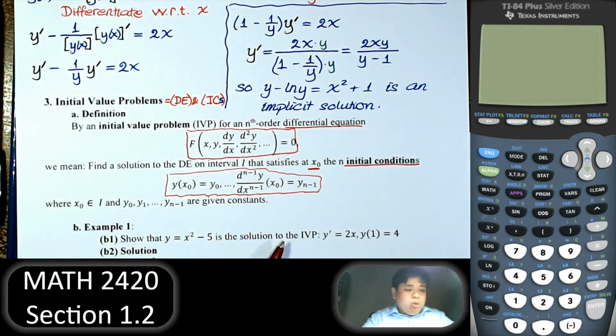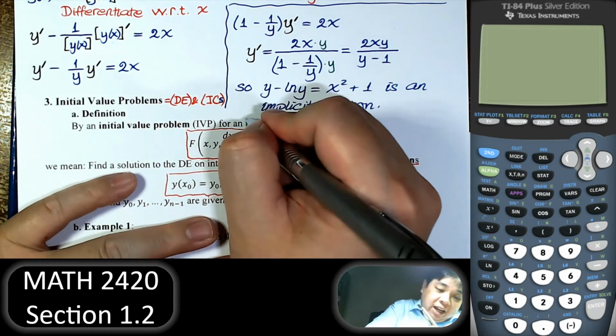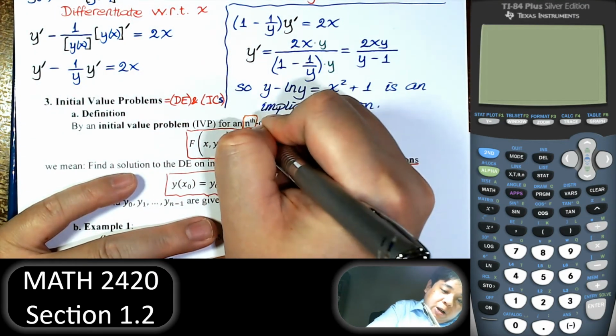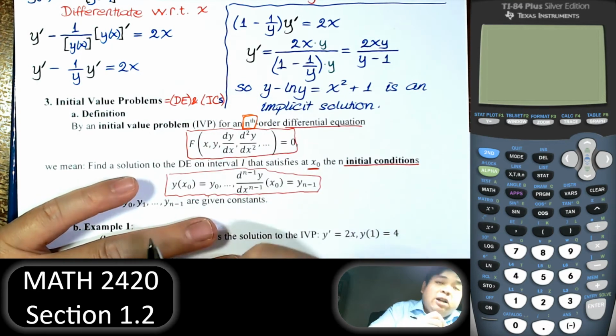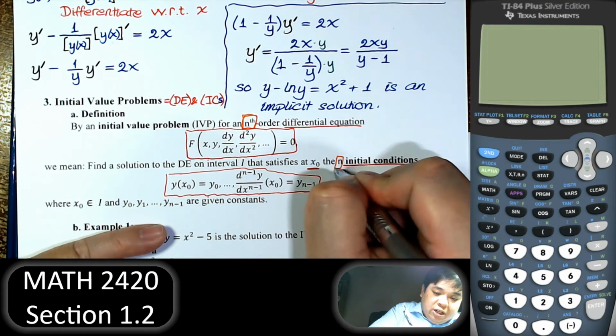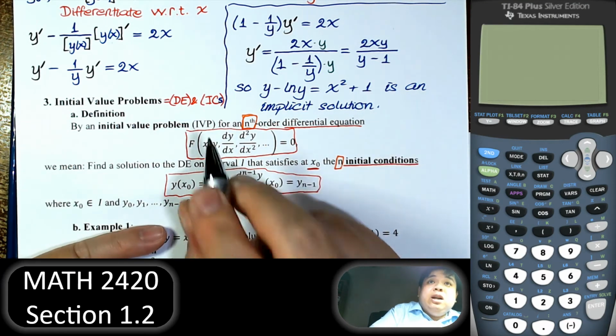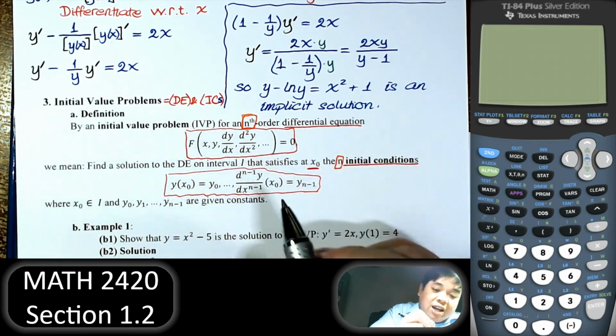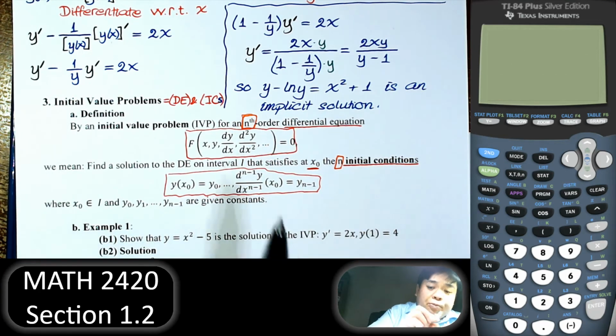Right, so how do we determine that? Here's a little note. If we have an nth order differential equation, then we're going to need n initial conditions. So keep that in mind. We will check that when we do the example.